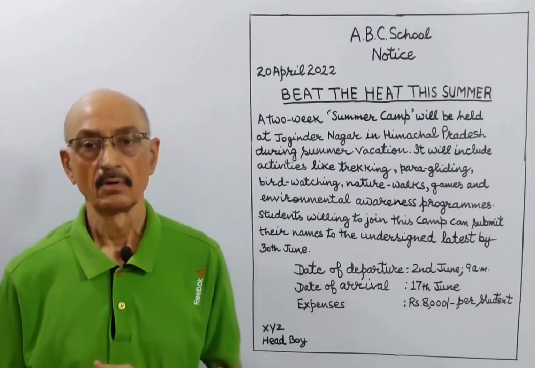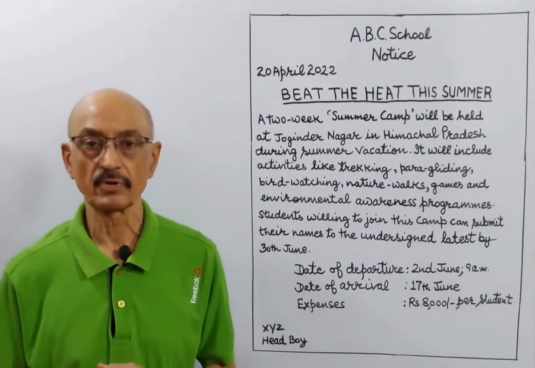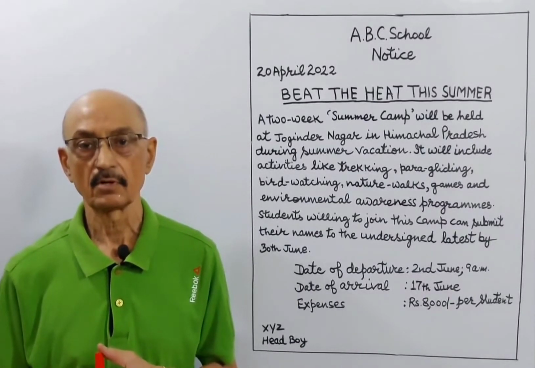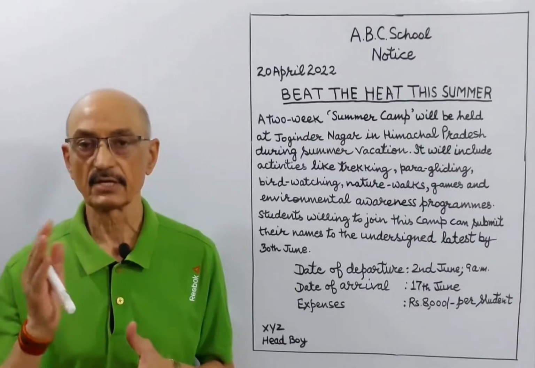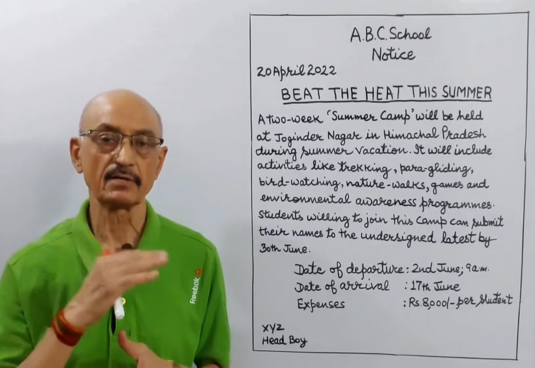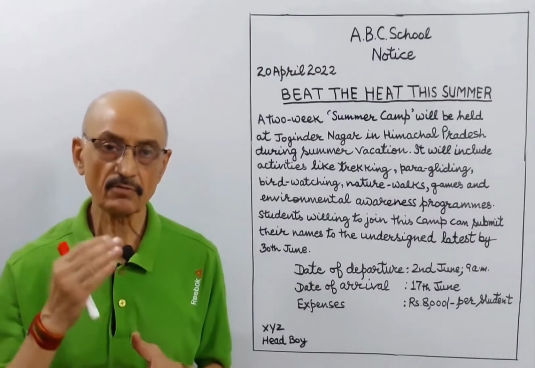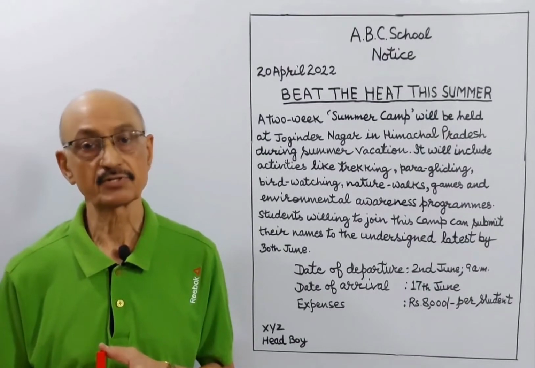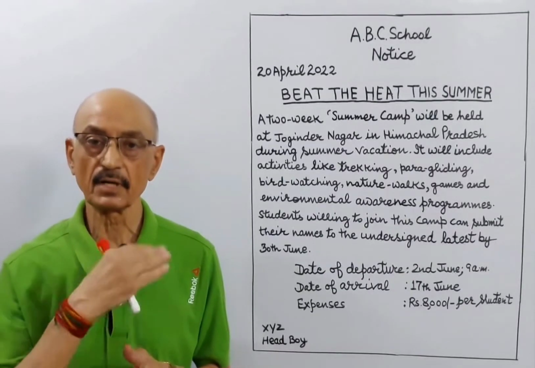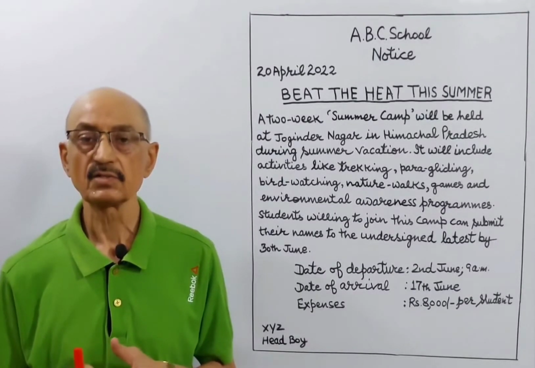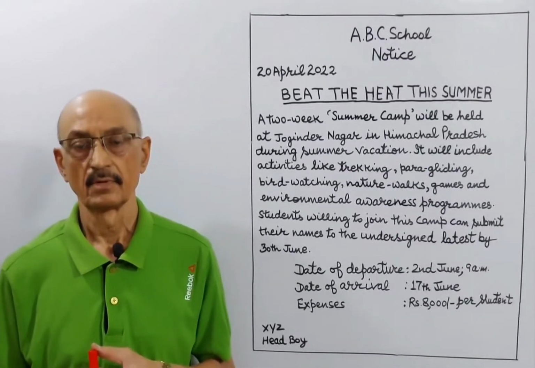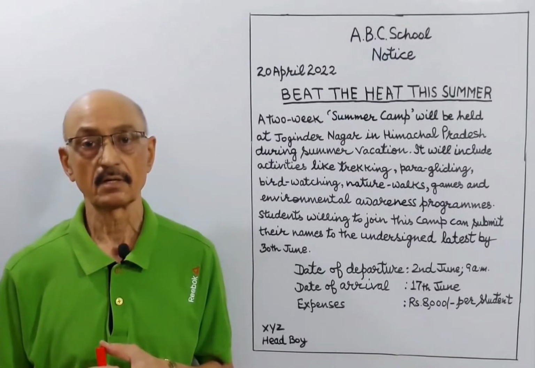First of all, you will write the name of the school which you get in your question paper. Below the name of the school, you will write notice, N-O-T-I-C-E. You will write the complete spelling. Then on your left, you will write the date. In the center of the notice, you will write its heading. For example, I have given here, beat the heat this summer. This is a catchy one. A simple heading would have been a summer camp at Jogindarnagar in Himachal Pradesh.